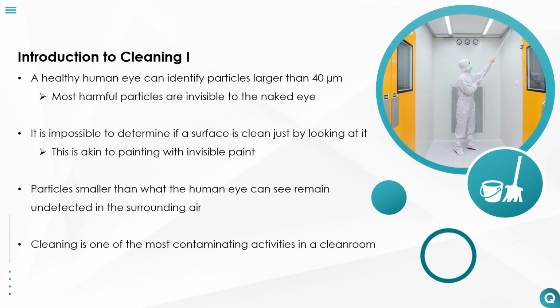A healthy human eye can identify particles larger than 40 microns, about half the thickness of a hair. Most harmful particles are invisible to the naked eye. It is impossible to determine if a surface is clean just by looking at it, making it challenging to clean an apparently clean surface. This is akin to painting with invisible ink.